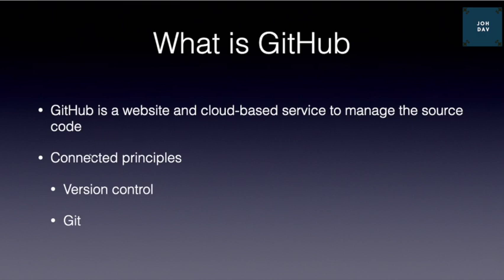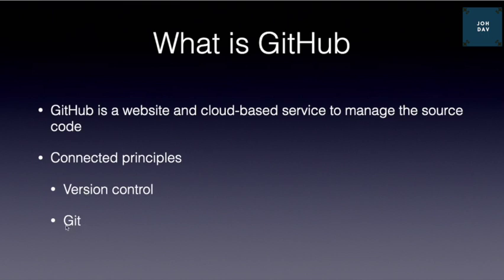To understand exactly what GitHub is, you need to know two connected principles: version control and Git. Version control, also known as source control, is the practice of tracking and managing changes to software code. Version control systems are software tools that help software teams manage changes to source code over time. Instead, version control lets developers work safely through branching and merging.